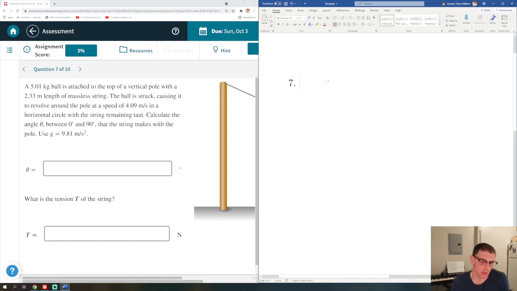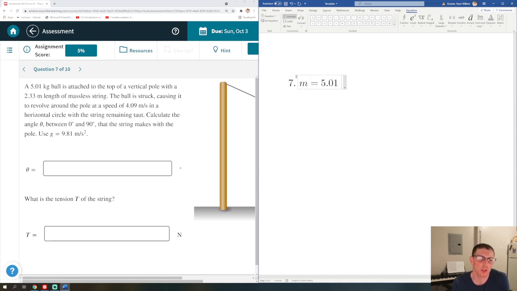All right, so let's just put down what we have. We have the mass of the ball is 5.0. So yeah, that must only be happening on my school computer then, which is something I'll have to look into. We have the length of the chord, right? We have the velocity, the tangential velocity here, which is 4.09 meters per second, or I should say the tangential speed. And we need to figure out what this angle is and what the tension is.